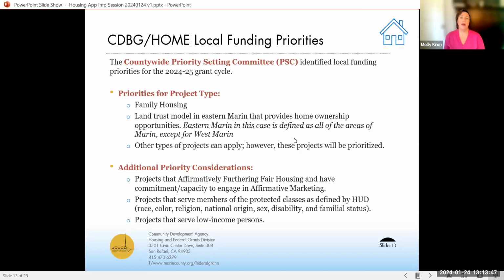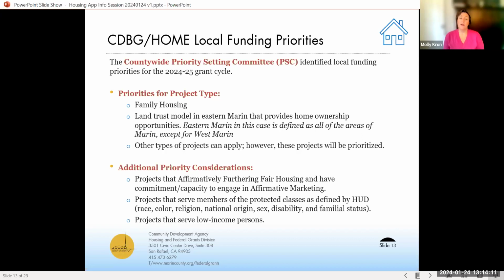So a little bit more about the priorities for local funding. I mentioned the countywide priority setting committee earlier. This is a committee made up of elected officials from local jurisdictions, as well as community members representing the protected classes. And this group has identified a number of funding priorities for the 2024 grant cycle.